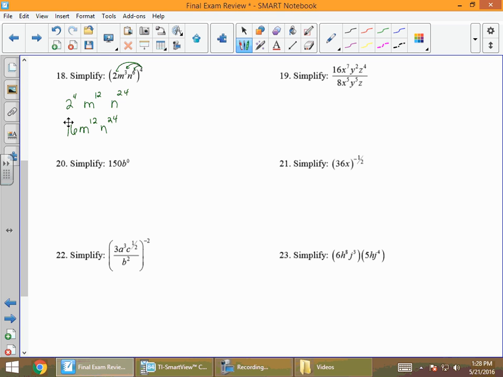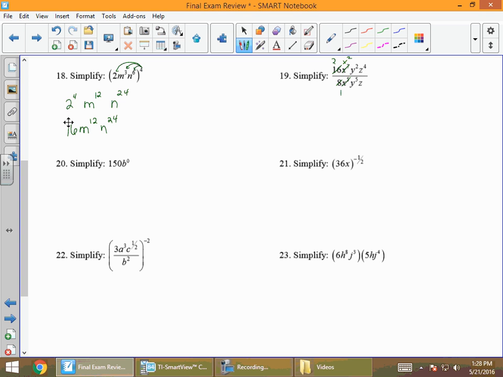Number 19, I like to look at this as just try to get things to cancel. So as I look at things that can cancel, I have a 16 on top and an 8 on bottom. They're both divisible by 8. So that's a 1 and a 2. I have 7 x's on top and 5 on the bottom. So if I cancel 5 out of both, I'll have none left on the bottom, and I'll have x to the second left on the top.